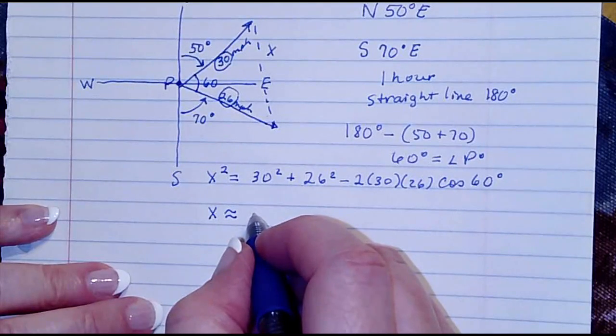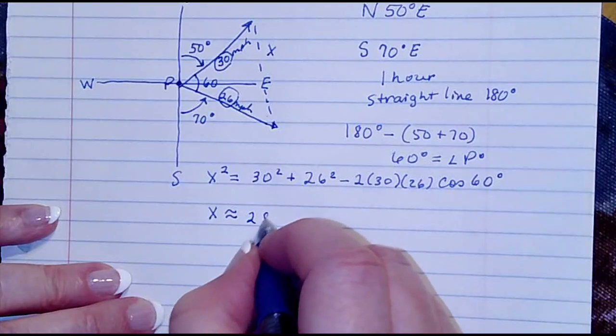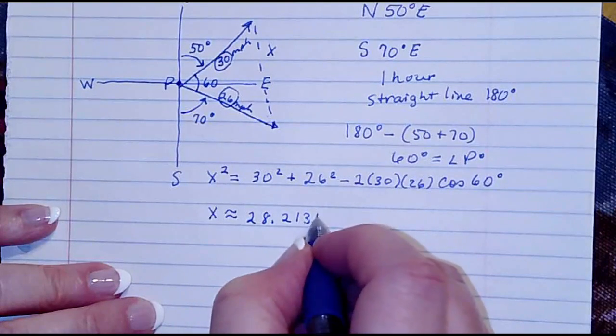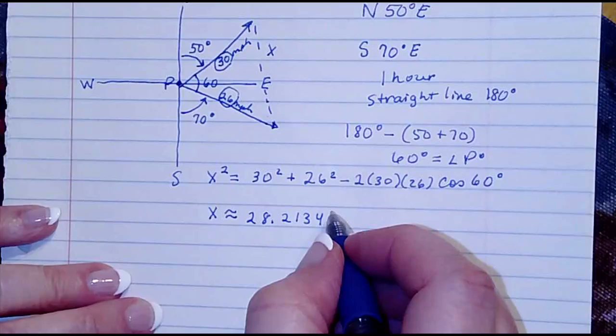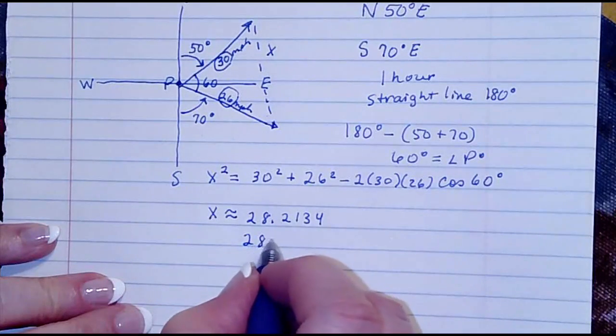So x squared comes out to be something like 700 and something. And so x comes out to be 28.2134. But the problem says to round to the nearest whole number, so we have 28 miles.